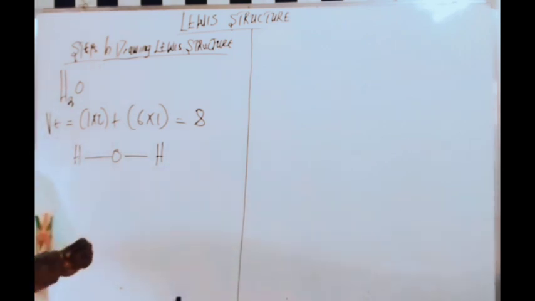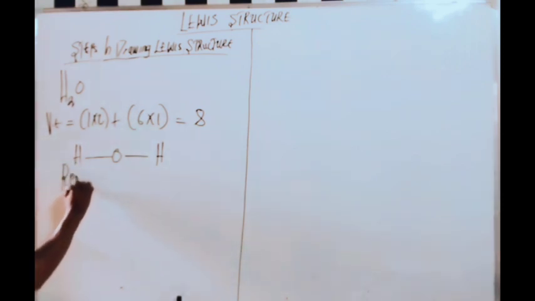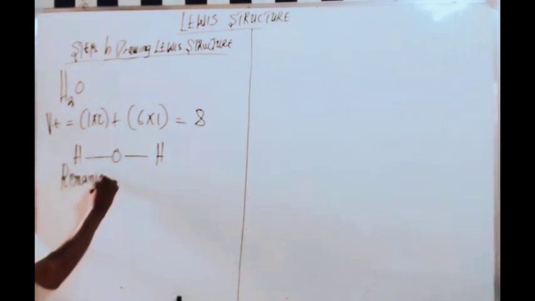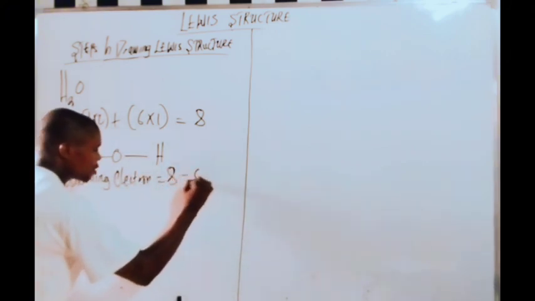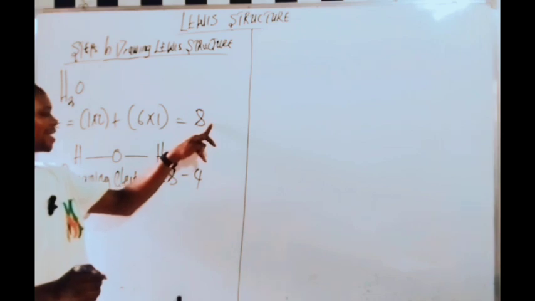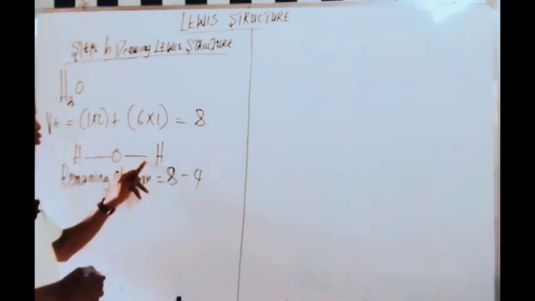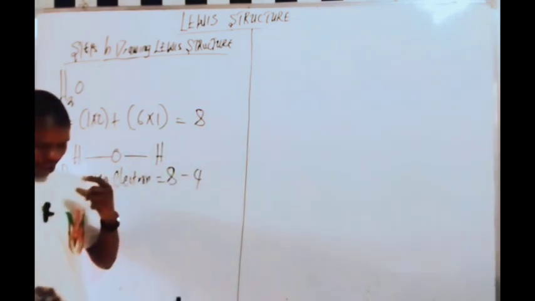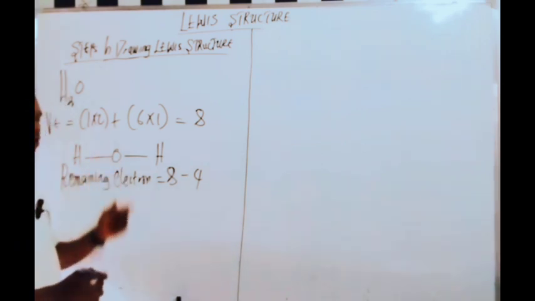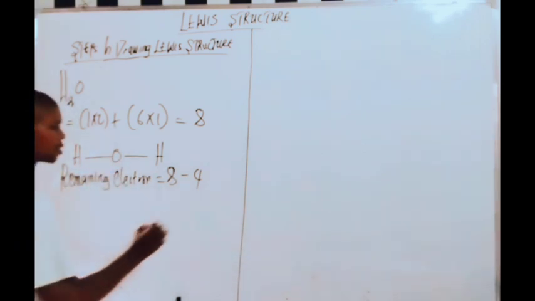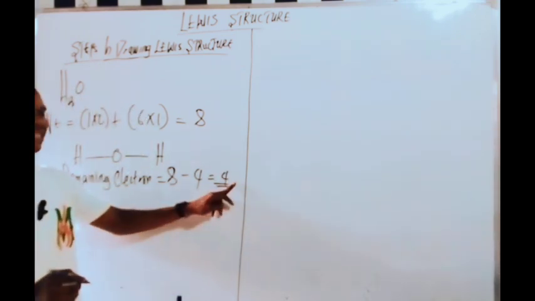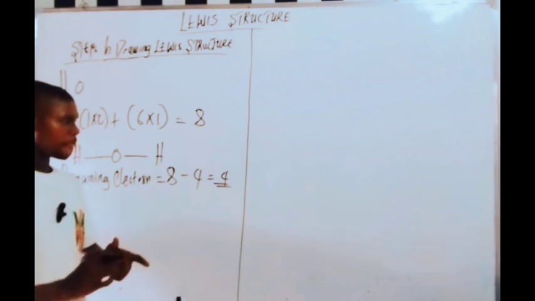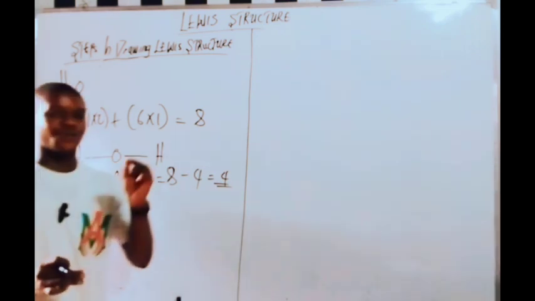Oxygen connected to 2 hydrogens. What will be my remaining electrons? Remaining electrons is 8 minus 4. Remember, 8 is the total valence electrons, and 4 is the electrons I've used. 2 bonds equals 1 electron each, so we have 4. So my remaining electrons now is 4. Now I'm going to move towards step 3.